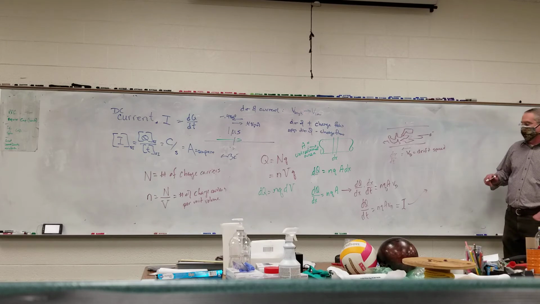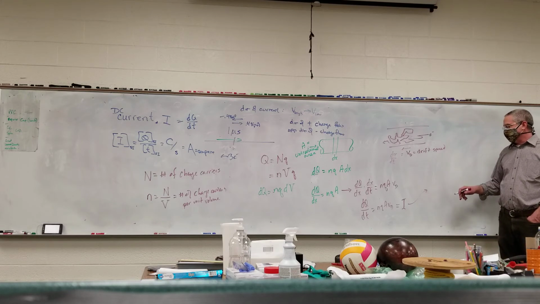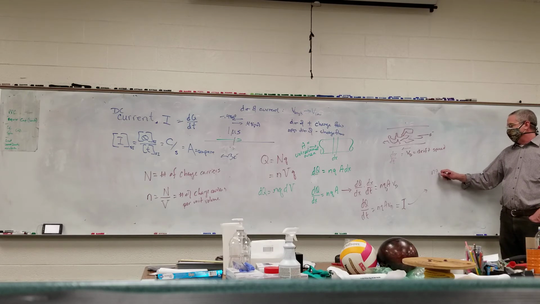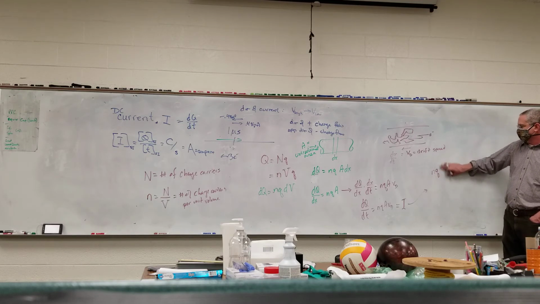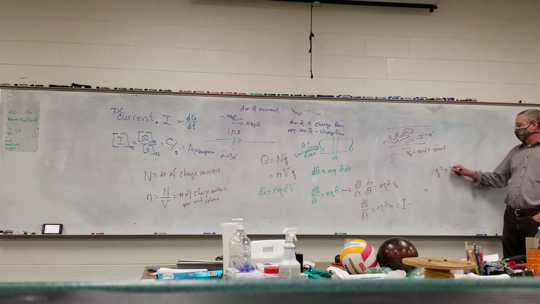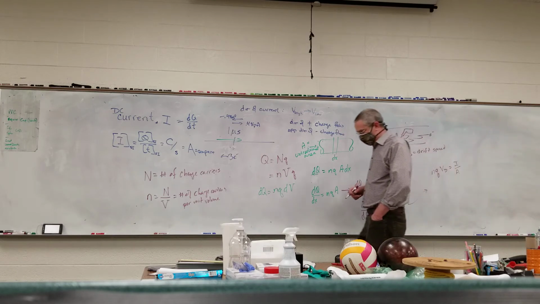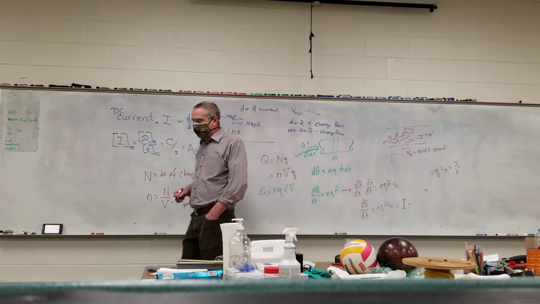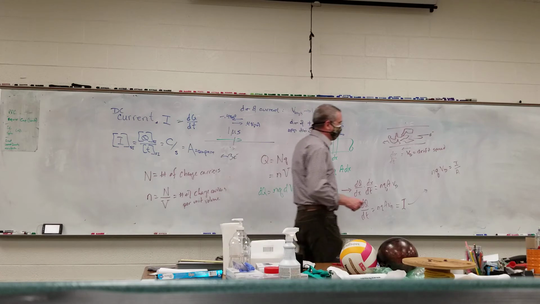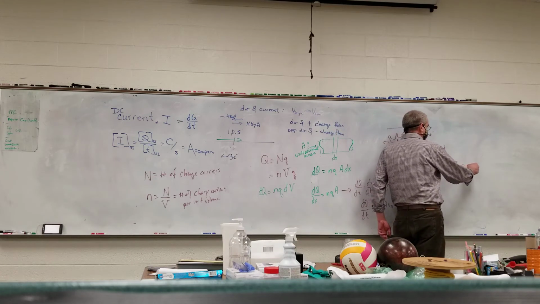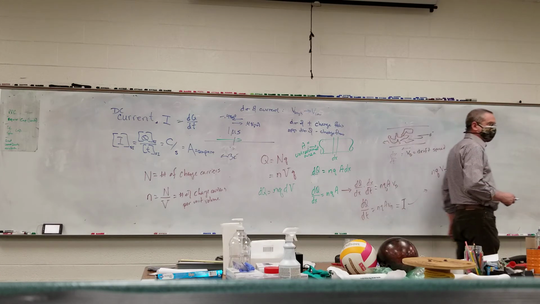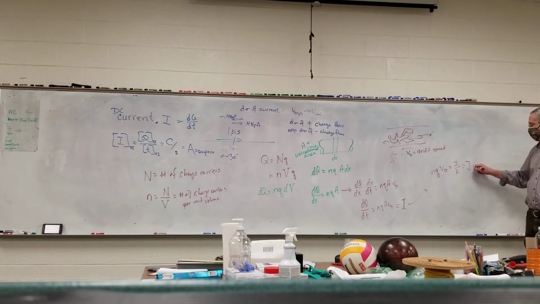Playing around just a little bit longer. I'm going to divide both sides by the area, so I have nq times the drift speed is equal to I over A. Current per unit area for cross-sectional area. And this, of course, has a name, represented by the letter J, capital J. This is current density.